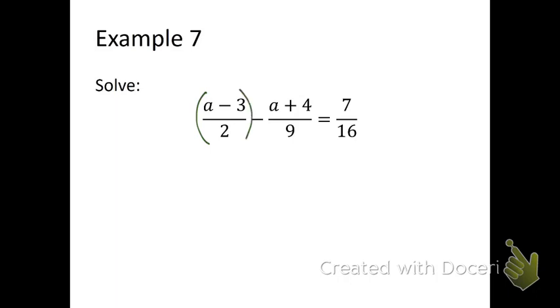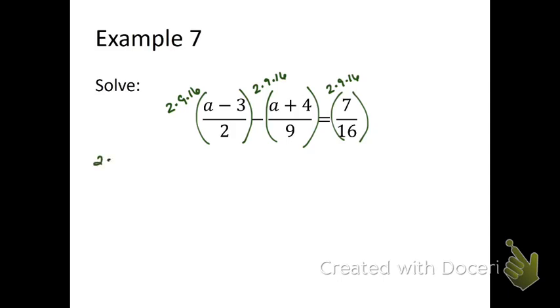So we're going to multiply this first fraction by 2. We're going to multiply the second fraction by 9. And then the third fraction we're going to multiply by 16. And so I'm actually going to multiply all three of these fractions by 2 times 9 times 16. Alright, so I'll write that out.